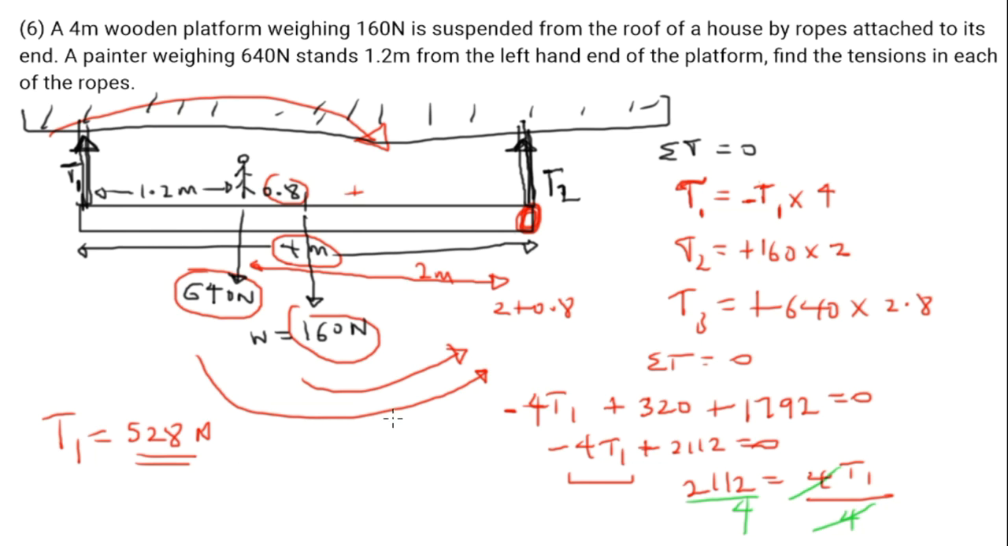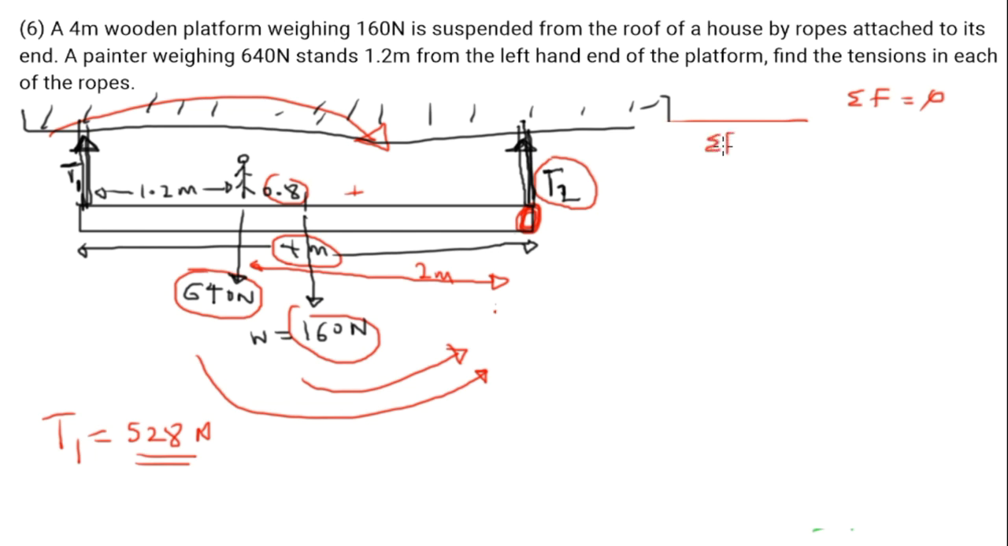Now let's find the second tension. Since we have already used this condition, we need another equation so as to be able to find T2. We can make use of the other condition, which says that the sum of the forces on the wooden beam has to be equal to 0. So let's consider that condition, so that we'll be able to get an answer for the second tension. Now let me get rid of the spaces. The sum of the forces on the x-axis has to be equal to 0, and the sum of the forces on the y-axis has to be equal to 0. Now what are the forces on the x-axis? There is no force on the x-axis, but we have forces on the y-axis.